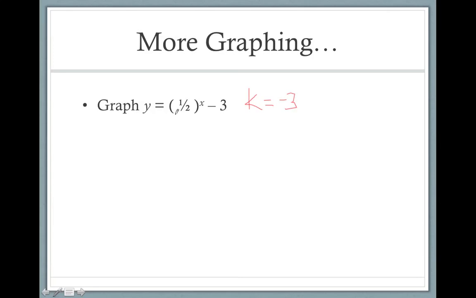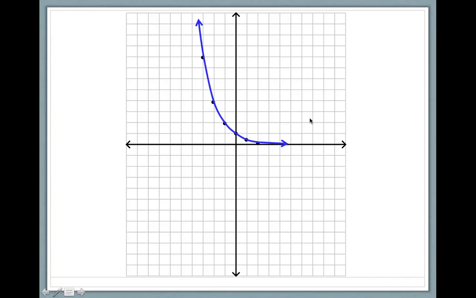So that means we take the graph that we had for the 1/2 to the x, that's what we just drew, and we take everything on that graph and we move it down 3 units because of the k being -3. All right, so here's the graph that we just drew for 1/2 to the x. And now if we move everything down 3 units, that's going to put our points there so that we get a graph that looks like this.